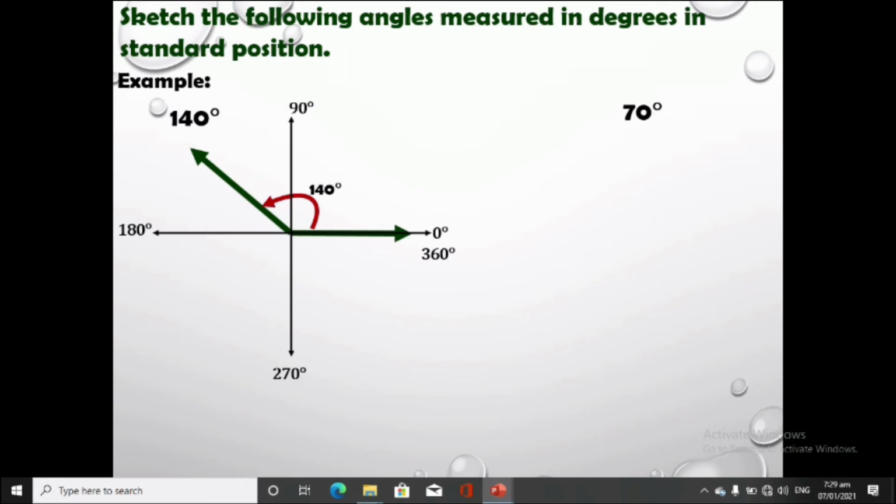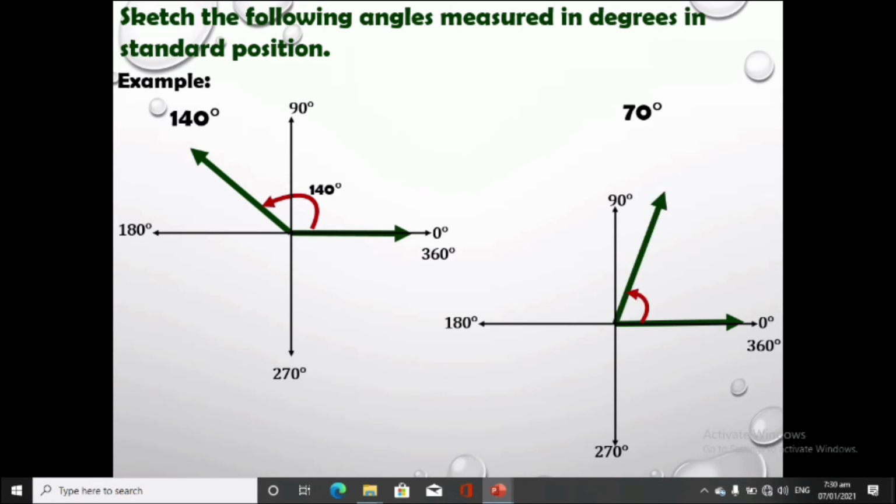Next example. Ang next angle natin is positive. So, that is 70 degrees. So, ang movement ng ating terminal side from initial side is counterclockwise. So, from initial side, ang terminal side natin ay approximately dito siya naka-position. Dahil ang 70 degrees is between siya ng 0 degrees and 90 degrees. So, this is the sketch of 70 degrees.